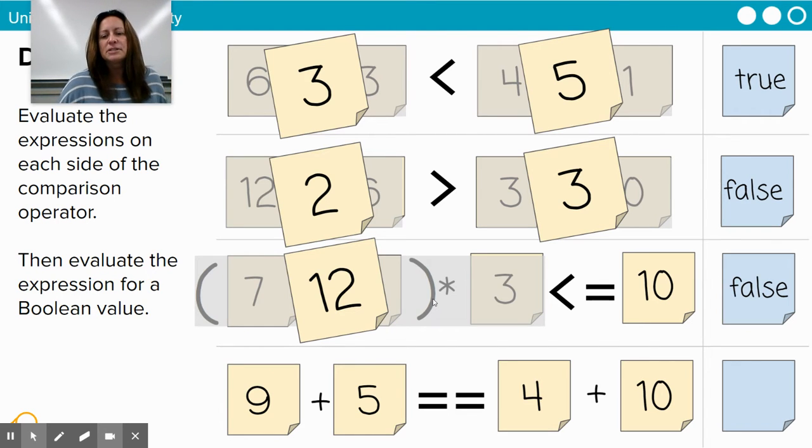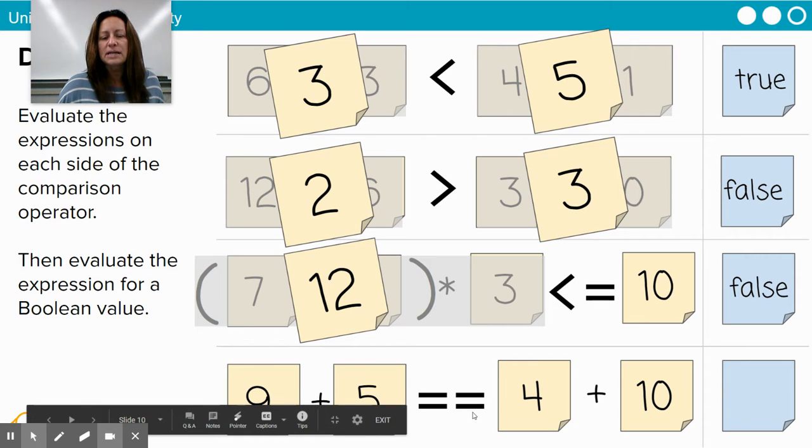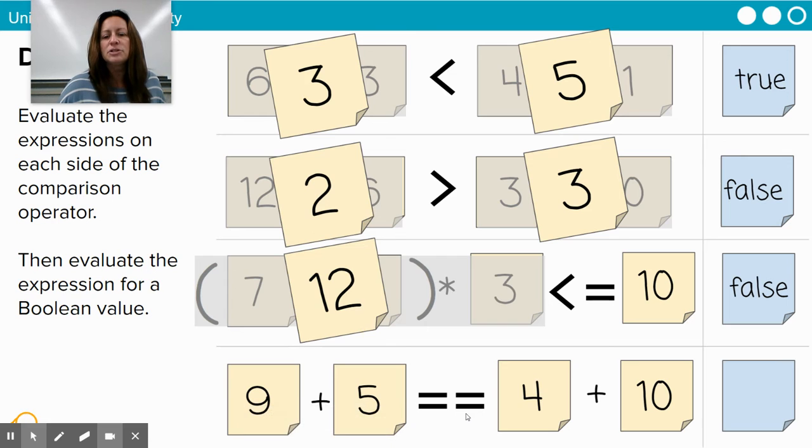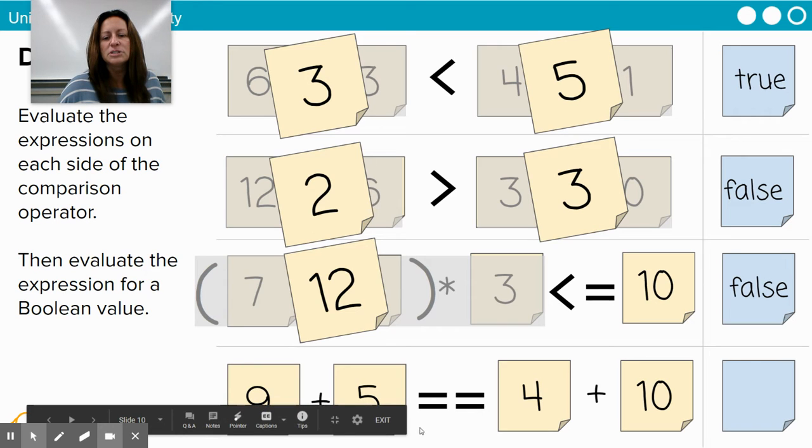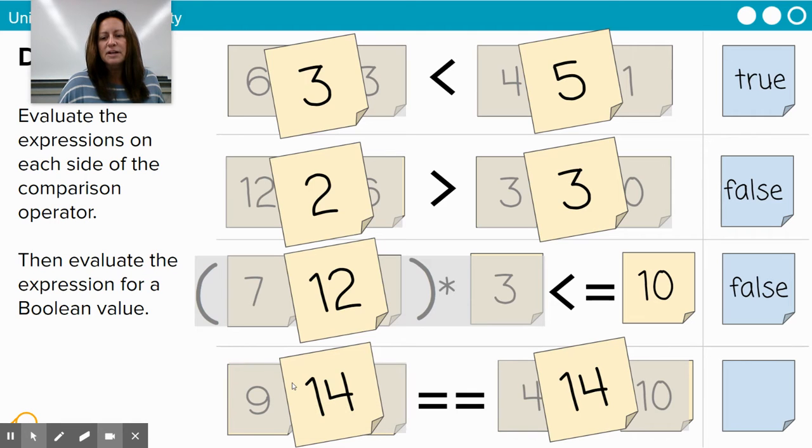The last question uses two equal signs. This is the comparison operator to determine if two things are equal to each other. The single equal sign in computer programming represents assignment. This double equal sign is how you compare two numerical values. So in this example, 9 plus 5 is 14. 10 plus 4 is also 14. Is 14 equal to 14? True.